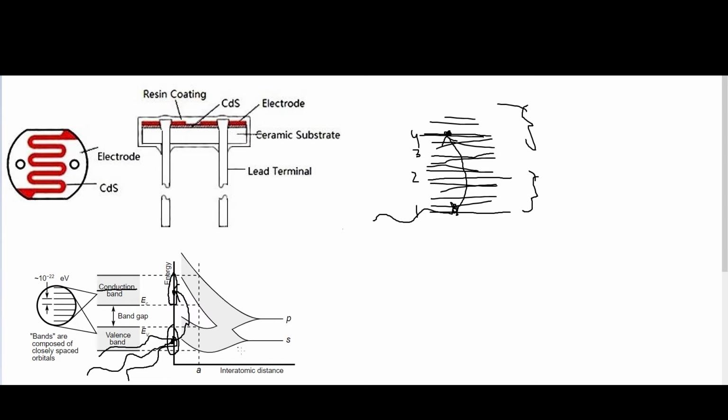It goes the opposite way as well. If you have less light or less intense light, that means that the resistance of this LDR will increase because there's less electrons going into your conduction band.